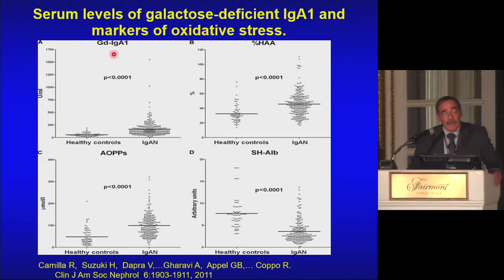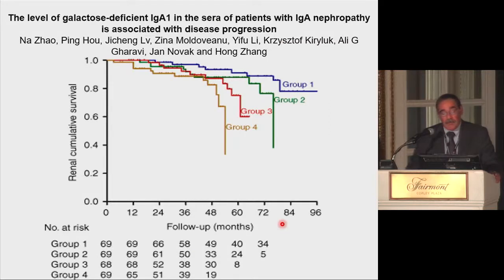Here you see the level of galactose-deficient IgA in healthy controls. It's up in the IgA nephropathy patients. Here's another way of looking at it. Same thing, it's up in the patients. If you look at advanced oxidation protein products here, oxidative stress is way up in the IgA patients. And again, this is sulfhydryl groups, so the lower you are, the more oxidative stress. So that may be what happens, but something is happening to the IgA molecule.